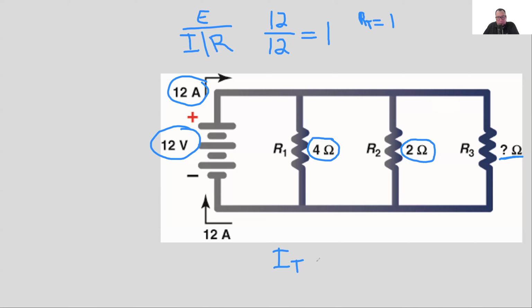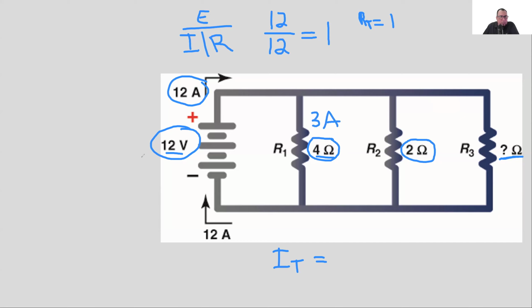So IT will equal 4 plus 2. I'm sorry. I don't want to go ahead of myself here. Let's go back here. I want to find amperage first per leg. 12 volts divided by 4 ohms will give us 3. Sorry, I'm messing up here a lot. There we go. 3 amps.